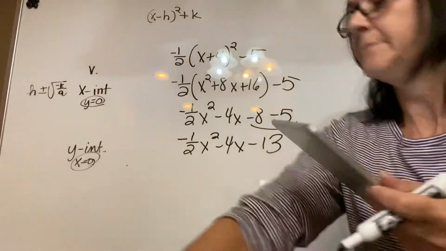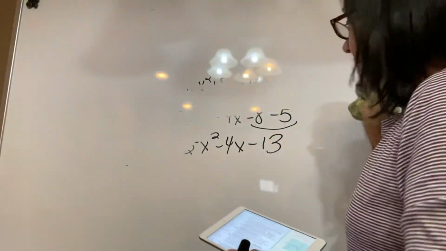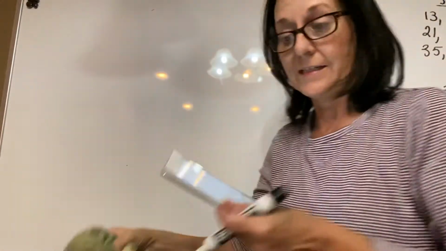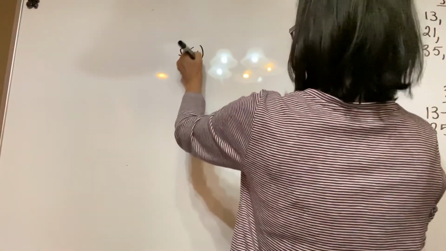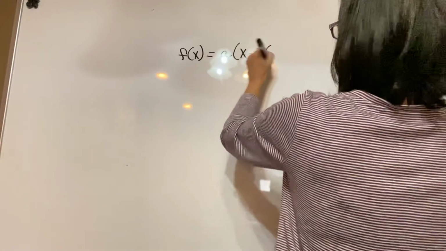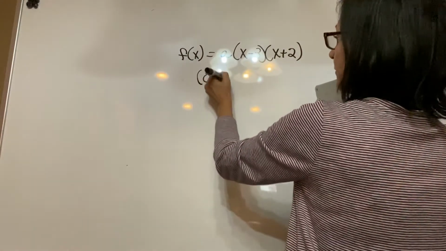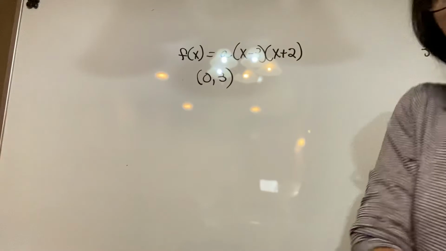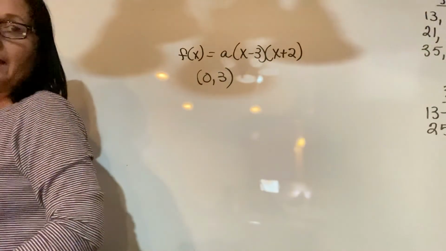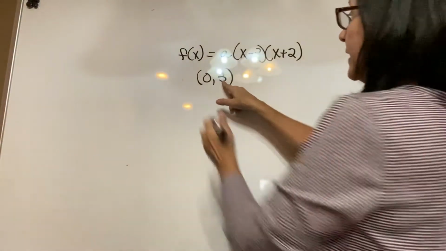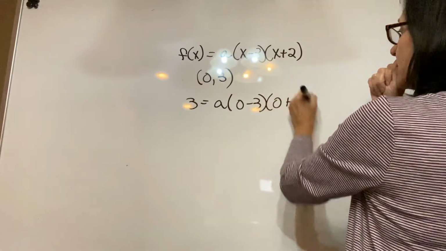All right, it's 25, 41. If the y-intercept of this function, all right, let me write it down. When it intercepts the y-axis, remember the value of x is 0, okay? So we have this function, f of x is a times x minus 3 times x plus 2. It says the y-intercept is 3, so 0, 3 is a point. Solve for a. I have an x and a y value. I'm going to plug it in. Say 3 equals a times 0 minus 3, 0 plus 2, and just solve for the value of a.